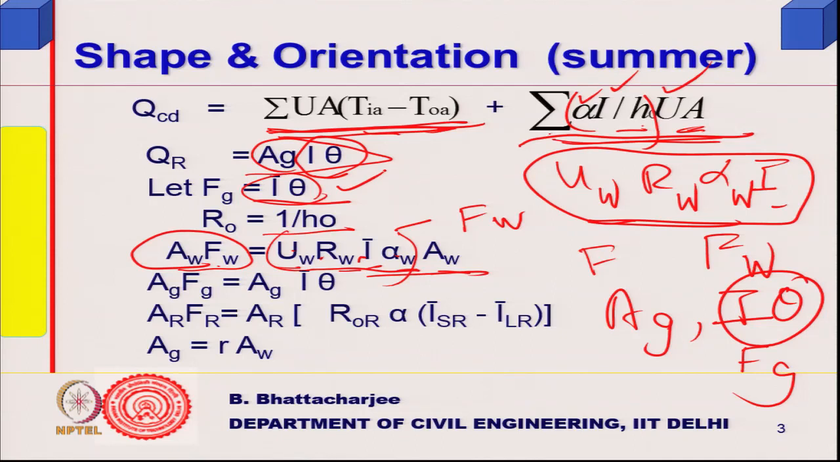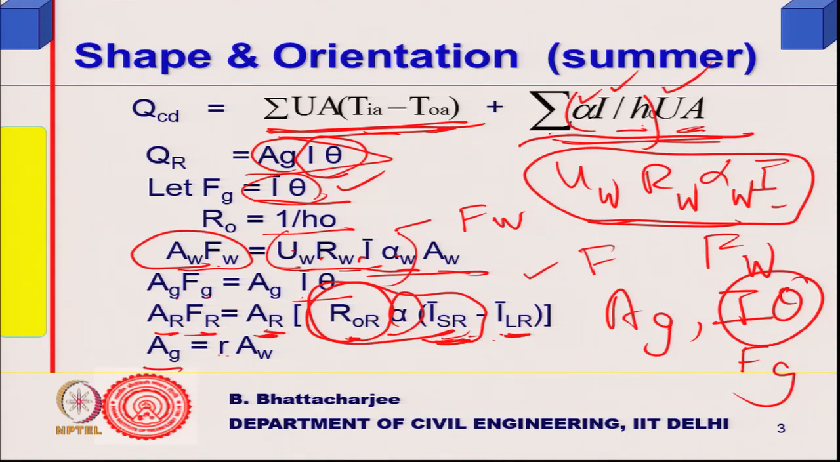So, F_G for glass we are calling it this way. So, A_G F_G is equal to A_G I theta. So, A_R F_R for the roof, I will have area of the roof, resistance of the roof, alpha, and there is the radiation received, solar radiation minus long wave radiation loss, or I might neglect this part, I can simply take it like this for the roof.